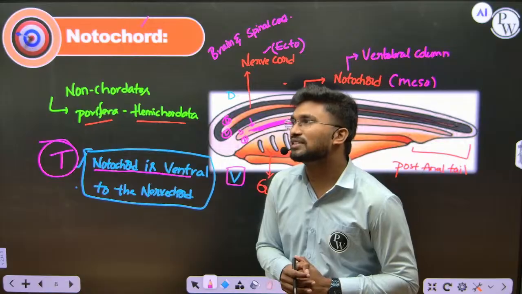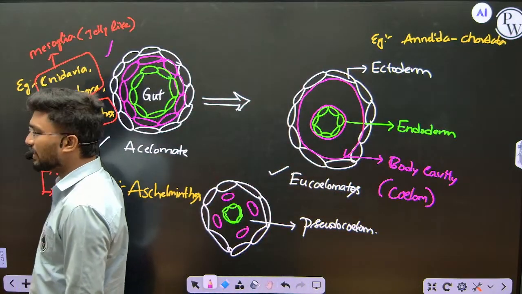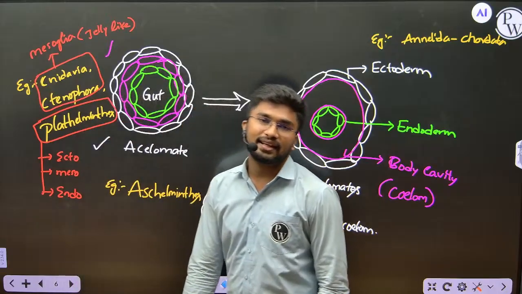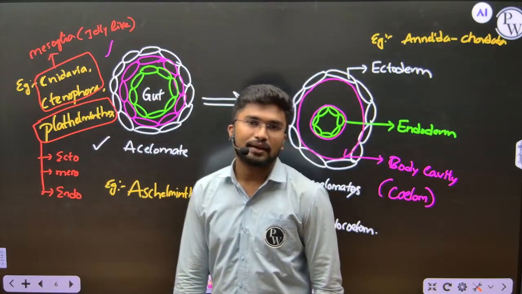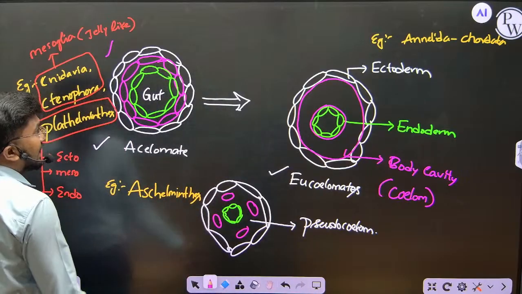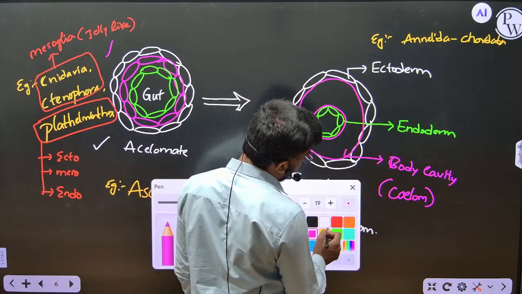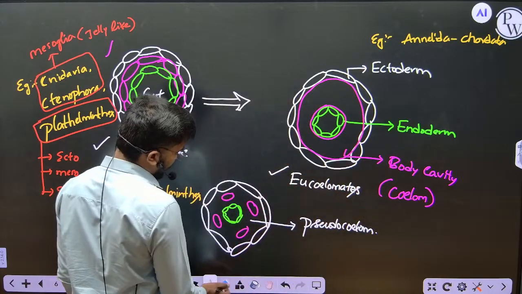Next, animals that don't have coelom are called acoelomates. Examples for acoelomates? We have seen, right? Cnidaria, Ctenophora and Platyhelminthes. Sometimes they will form a statement like this. You need to tell me whether this statement is true or false. I'll write the statement here.